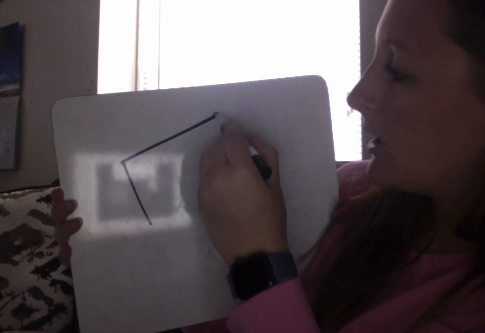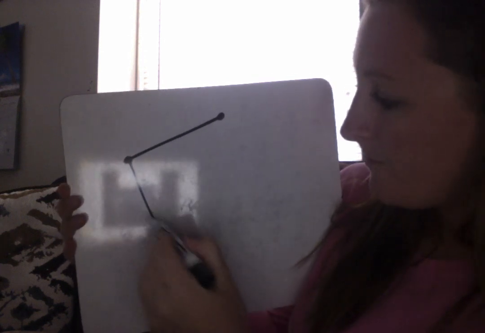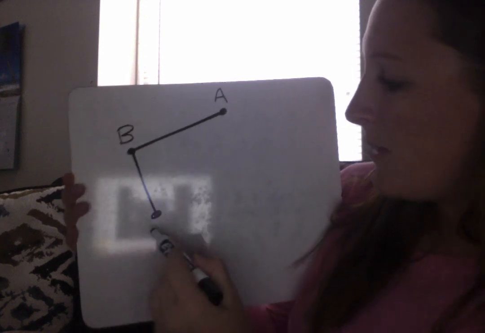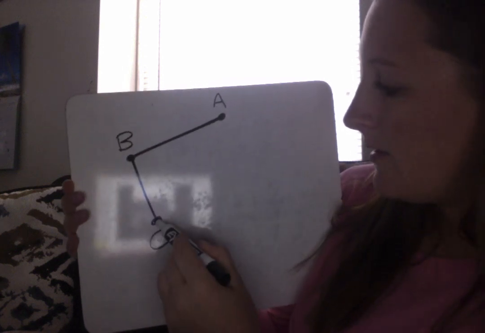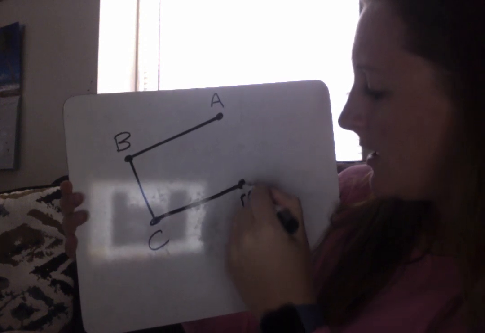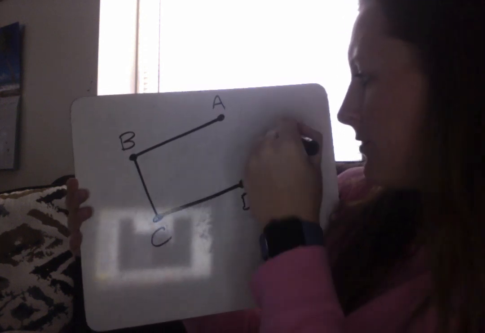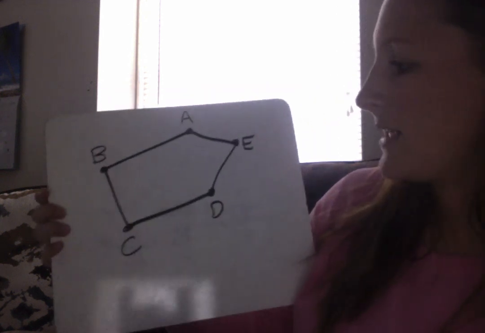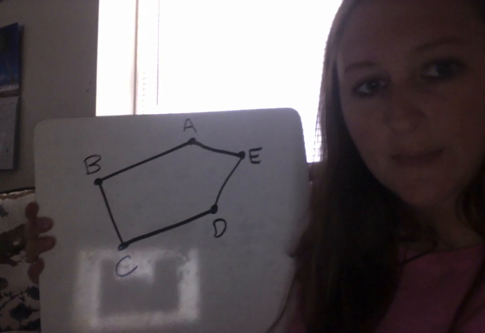Okay, look. I'm going to even show you how I'm going to draw this. So this could be literally named A, B, C, D, E, and back to A. Okay, so this is my shape.